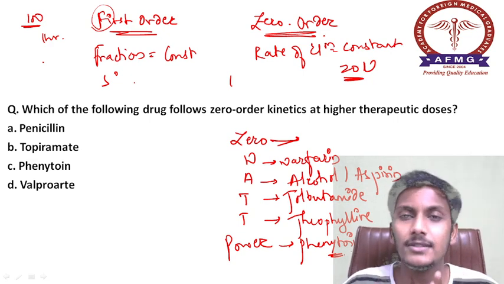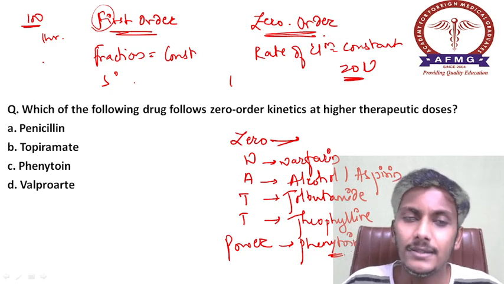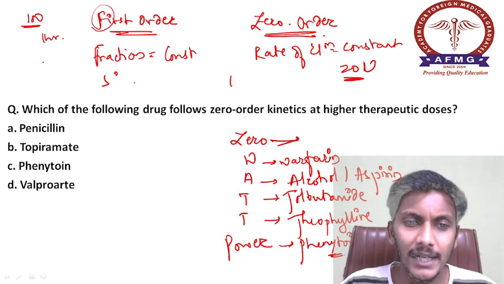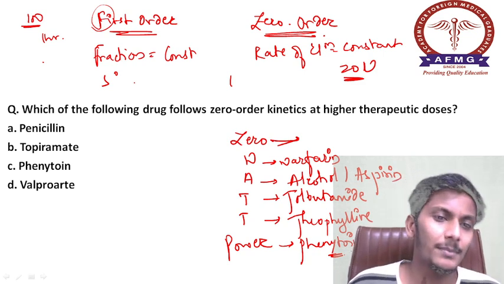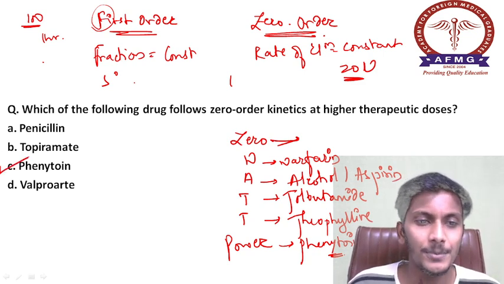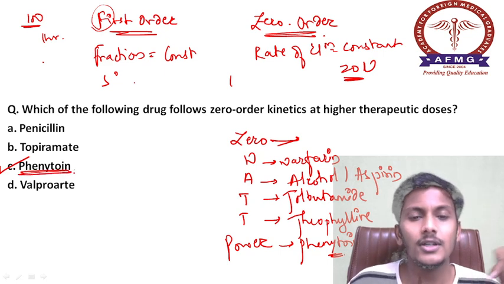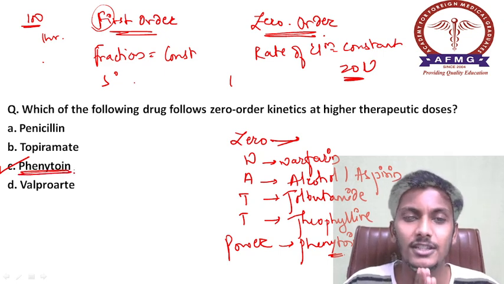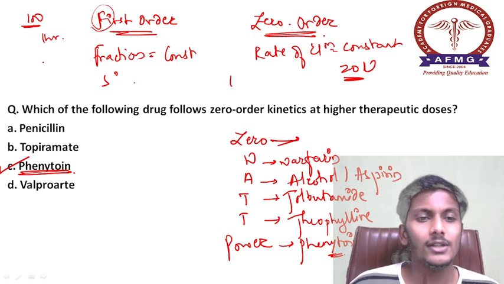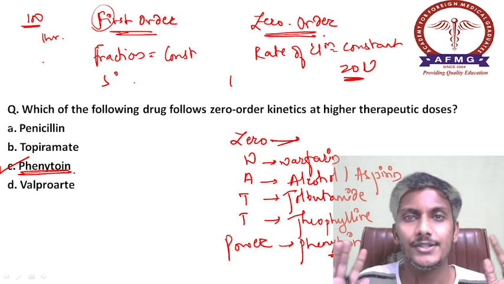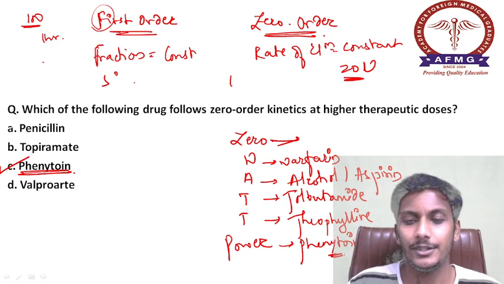And the options given are option A penicillin, option B topiramate, option C phenytoin, and option D valproate. So please remember, out of all these only option C, that is phenytoin, follows zero order kinetics, whereas all the other drugs usually follow first order kinetics. Remember, it is important.